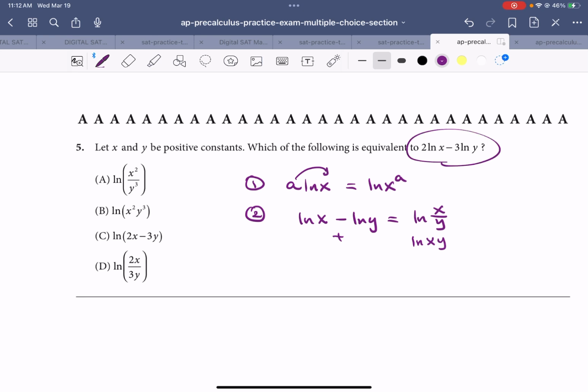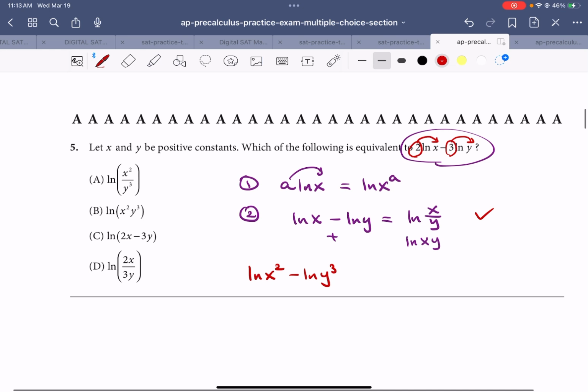So here you can rewrite it as ln x squared when you bring this 2 as an exponent, and the same way this 3 as an exponent, then minus ln of y cubed. Now I'm going to use this second rule. So then ln of x squared over y cubed. Okay, so then the answer should be A.